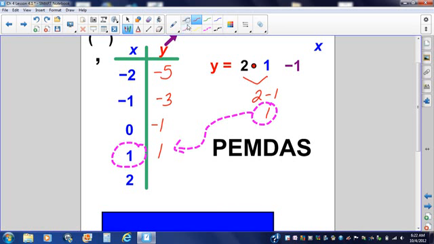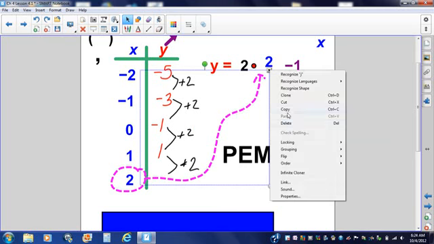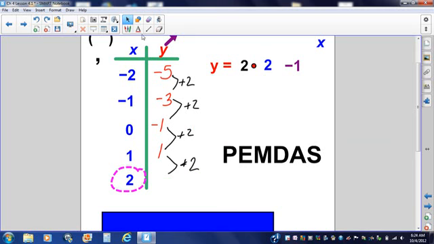I'm thinking that if I go back and look, if I add 2 each time, I get the next answer over here underneath my range. So I'm thinking that the next answer is going to be 1 plus 2, which is 3. But let's find out. Last number to substitute in, I'm going to substitute in a 2 for x. 2 times 2 is going to give me 4. 4 minus 1 does give me 3. So I was correct.